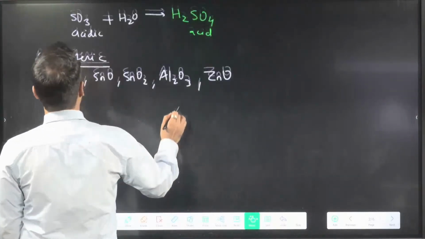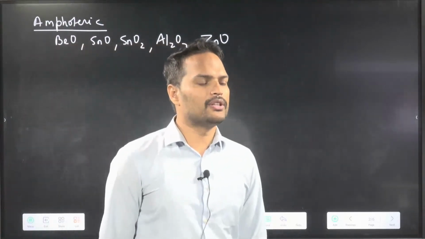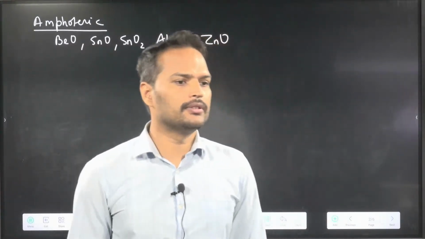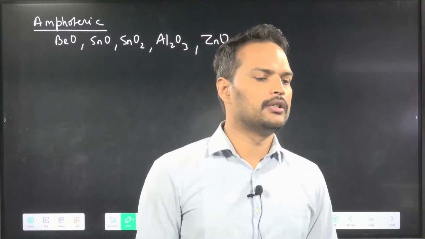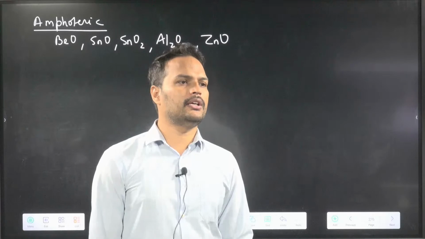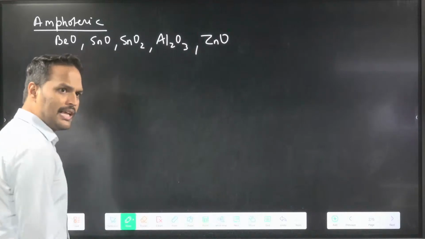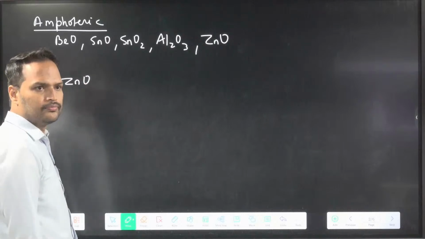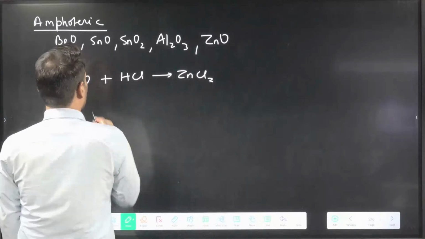Now what have you said about amphoteric oxide, with whom will they react? Quickly tell, amphoteric oxide will react with both. So let's see some examples. Examples are very important. Suppose I have ZnO. I will take HCl. I will get ZnCl2. So it is reacting with acid.